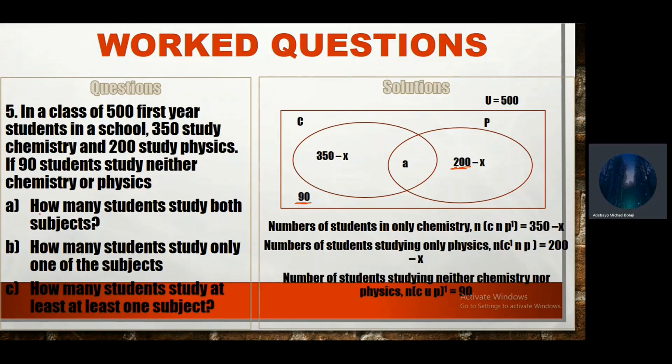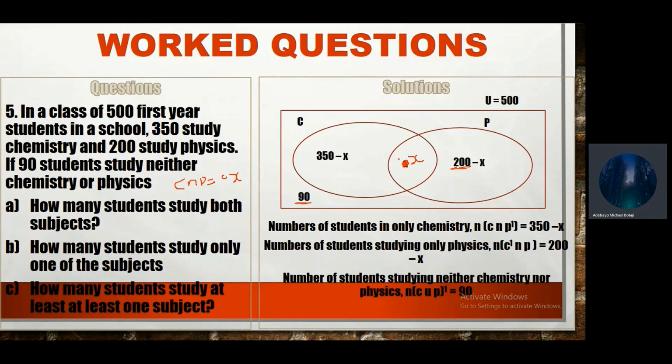Now, the first question says, how many students study both subjects? Let's say the subjects are chemistry and physics. So we can say chemistry intersection physics equals X. Let's clean this. So the two ovals are intersecting with X, right? So the people who study both chemistry and physics are in this particular place, which is represented by X.